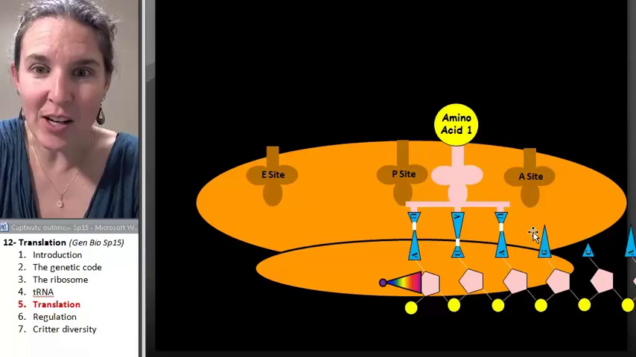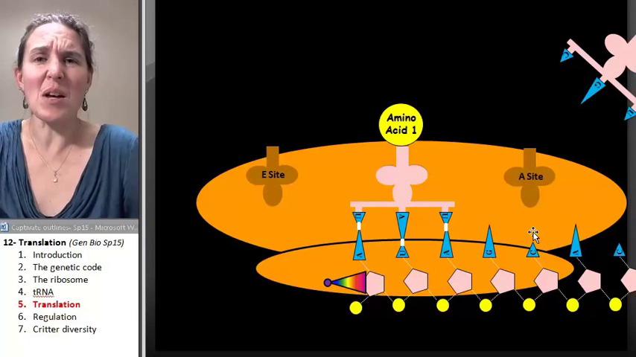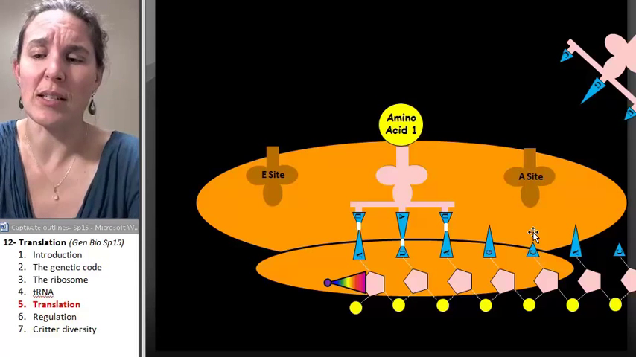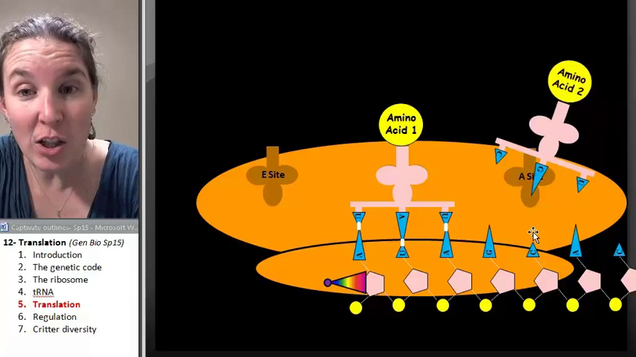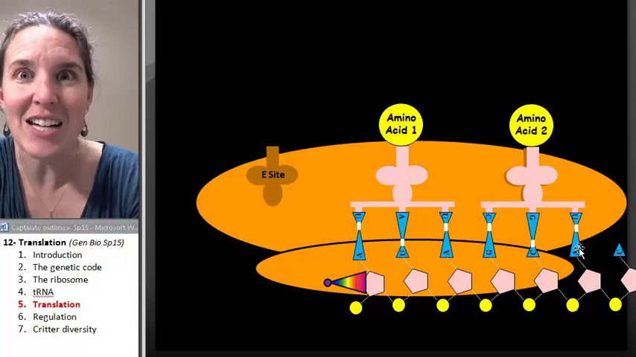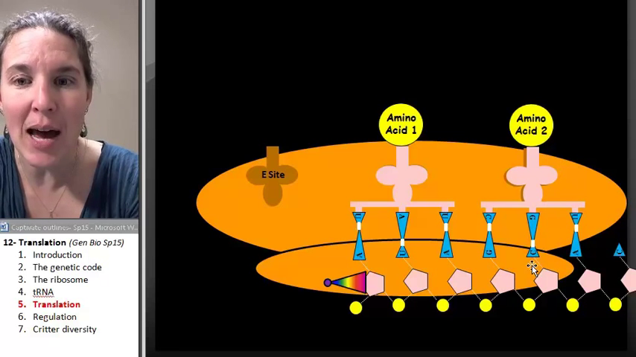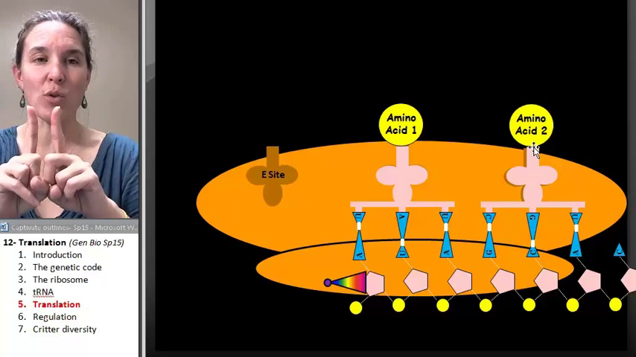So let's check that out. Here it goes to the P site. Now, we only have one amino acid. This is pretty much worthless so far at this point, but somebody else is arriving. And look at how the, whatever this is, matches. The anticodon matches with the codon and brings in another amino acid. Now we've got two amino acids.